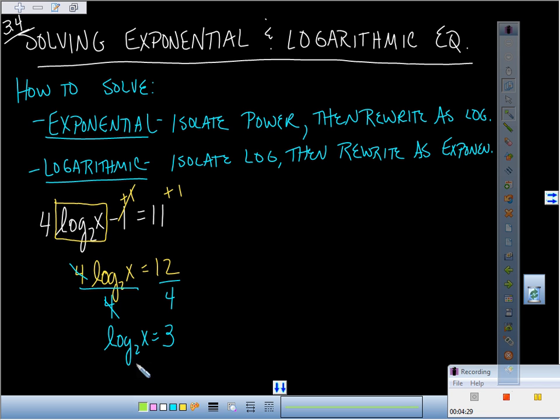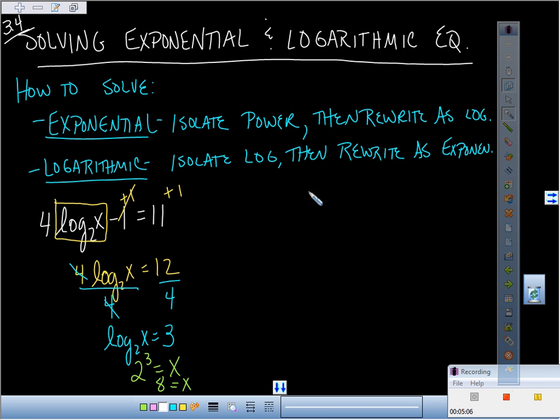What's my base? What's my exponent? 3. Remember, a logarithm is an exponent. So this is my exponent. That's your answer. Base, answer, exponent. What's it equal to? x. So what is x? 8. Could I check it? Yeah, you could say 4 times log base 2 of 8 minus 1 and press enter, and it would tell you it's 11.